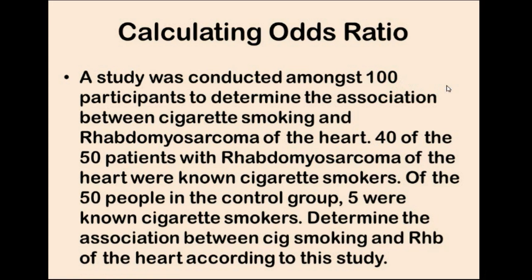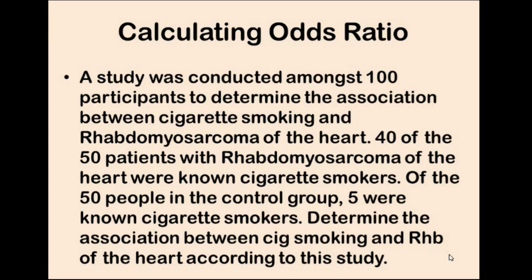Now we come to calculating odds ratio. This is an example of a study that I made up completely by myself. A study was conducted amongst 100 participants to determine the association between cigarette smoking and rhabdomyosarcoma of the heart. 40 of the 50 patients with rhabdomyosarcoma of the heart were known cigarette smokers. Of the 50 people in the control group, 5 were known cigarette smokers. Determine the association between cigarette smoking and rhabdomyosarcoma of the heart, according to this study.